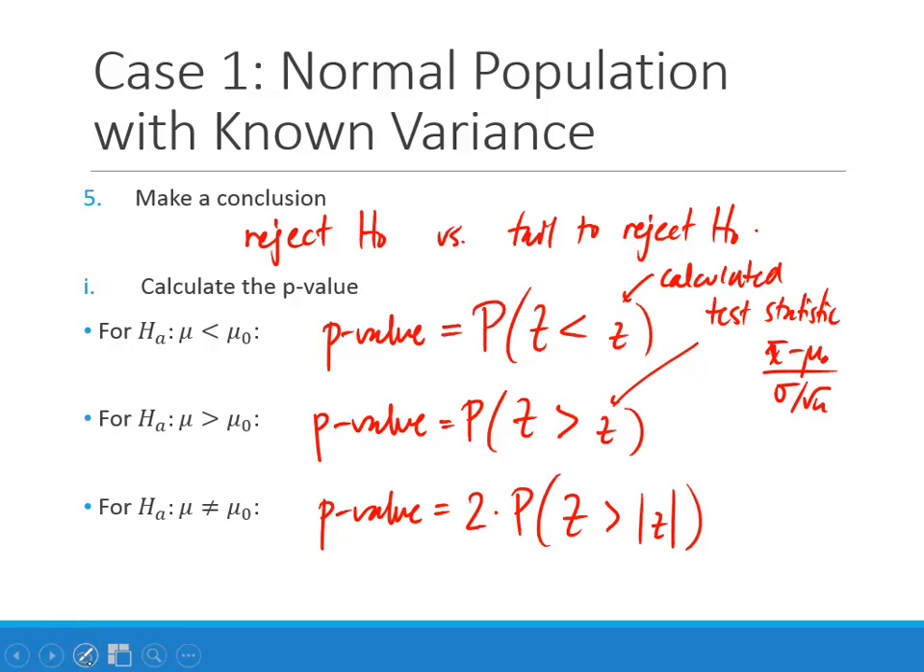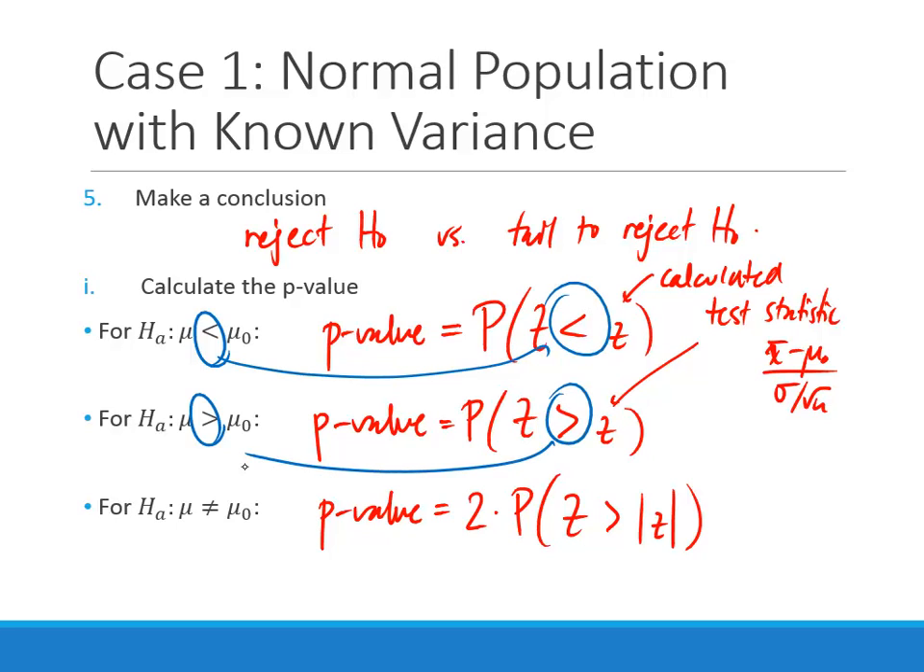And the nice way to keep this straight is to note that we have the same inequality signs in our alternative hypothesis and in your calculation of the p-value. So if your alternative is that the mean is less than this value, then you want to calculate the probability of being less than that value, and vice versa. That's a way to keep that straight.